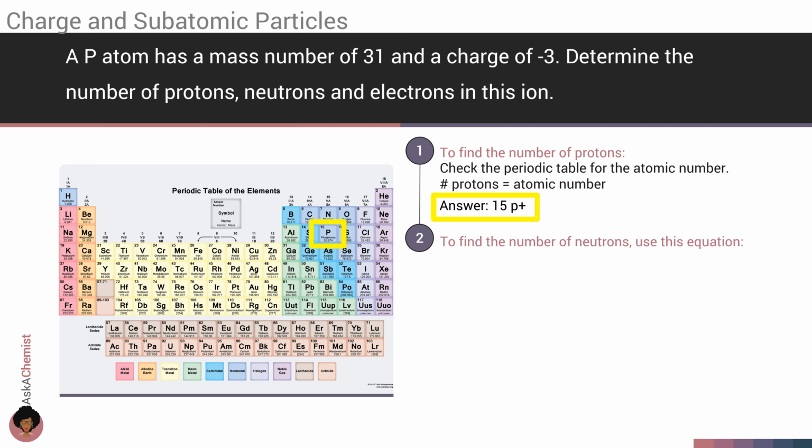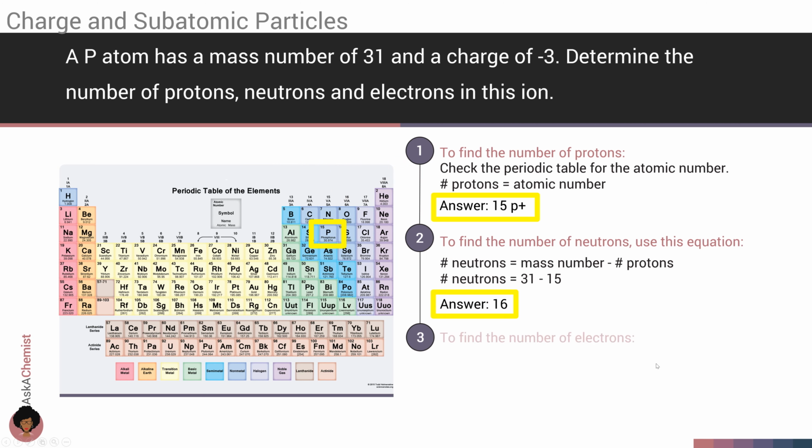To find the number of neutrons, we need to look at the mass number. If we subtract the number of protons from the mass number, that gives us the number of neutrons. So if we round, we see that phosphorus has 31 as the atomic mass number. Subtract 15 from 31, we obtain 16 neutrons in the nucleus.